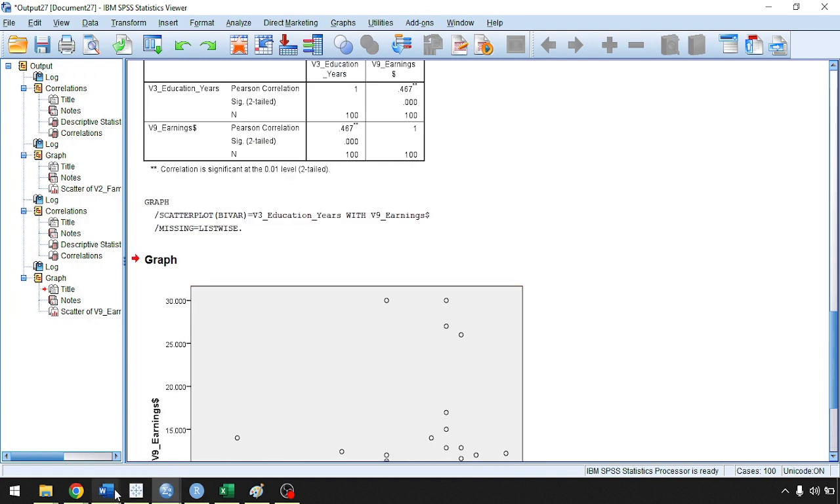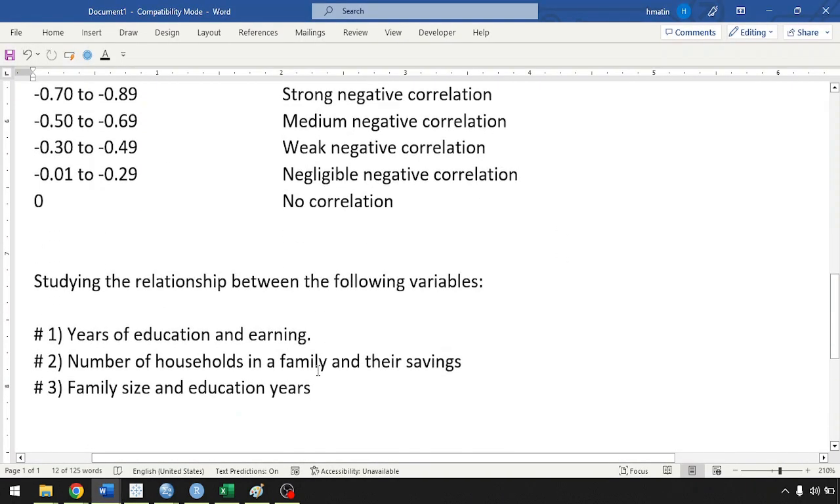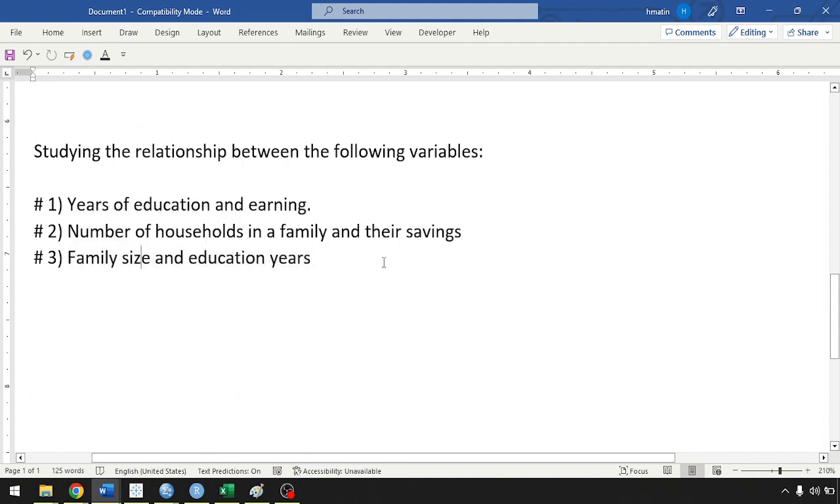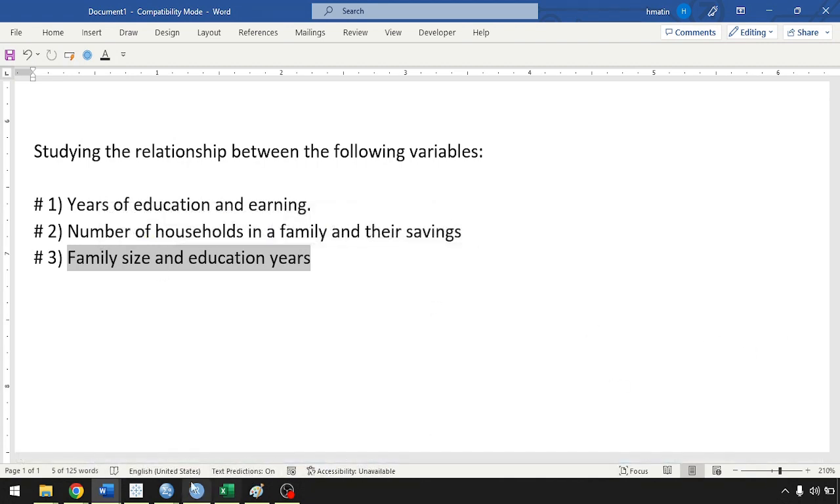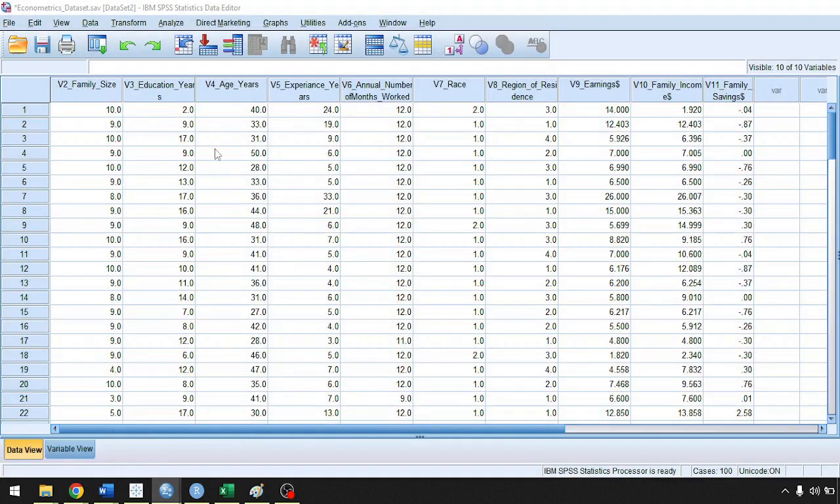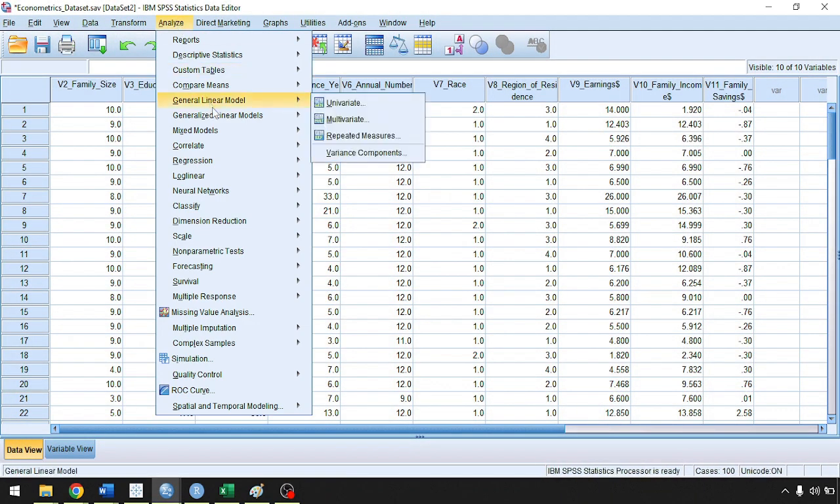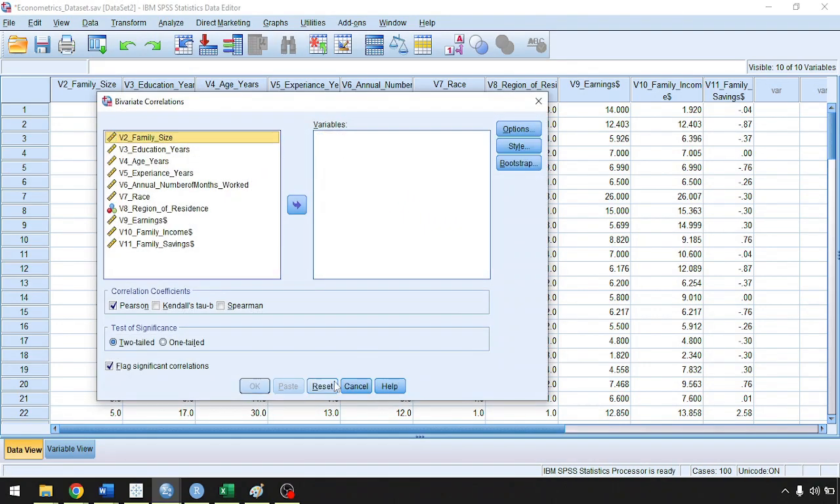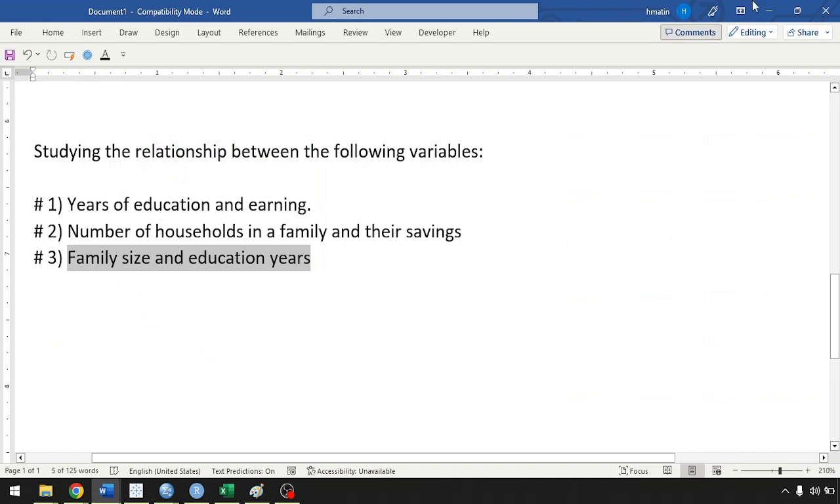All right, so let's go check the third question now. The third question is the family size and education years. All right, let's see if there is any relationship between education years, number of years in education, and family size. All right, let's go to SPSS again. Correlation, bivariate, reset it. So that was family size, family size, and education years.